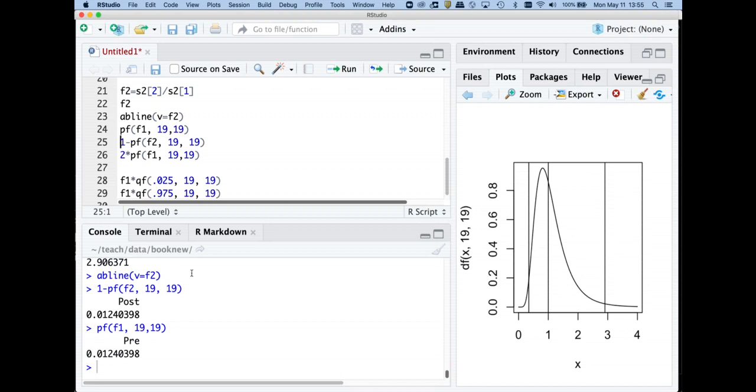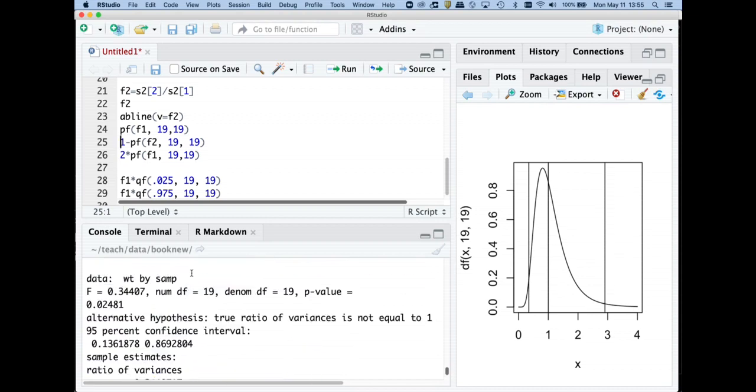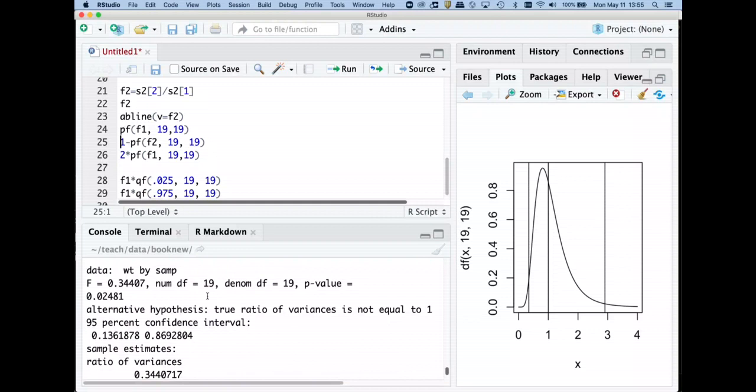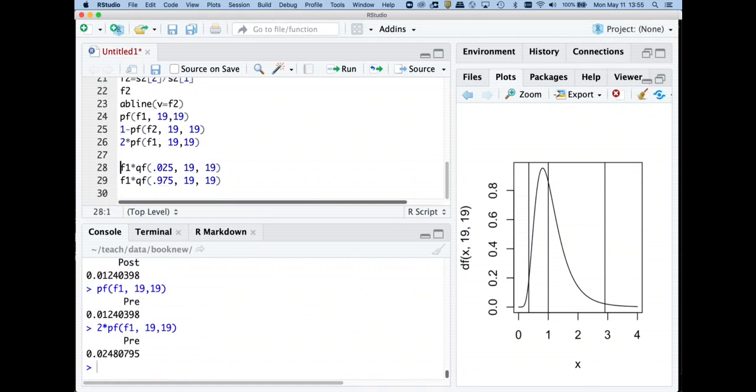What did we get when we did our F-test earlier? Well, we had a p-value up here, which was 0.02841, and that is exactly what you get when you take 2 times the tail probability of 1 tail.